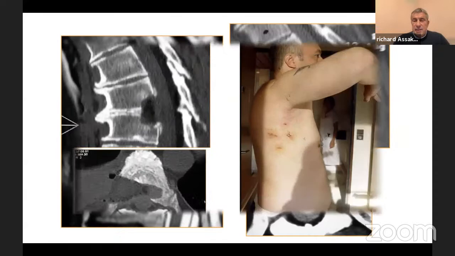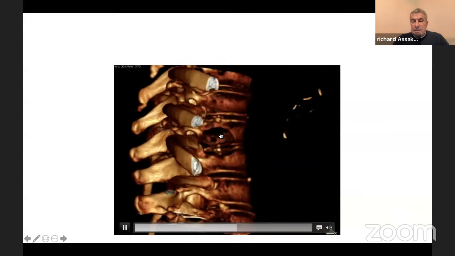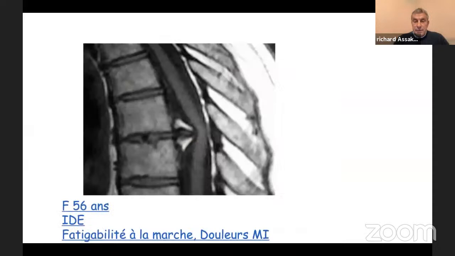This is before and this is after. You can see the corpectomy, and typically what I showed you, the drilling of the bone, how it's gone and gets you access to the cord. You can see the scars of the patient, and actually what you're doing is creating this window through the bone. I never add any stabilization on such a surgery. Another example, 56 years old, she's a nurse.